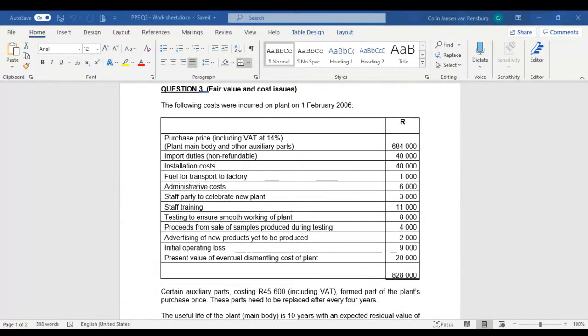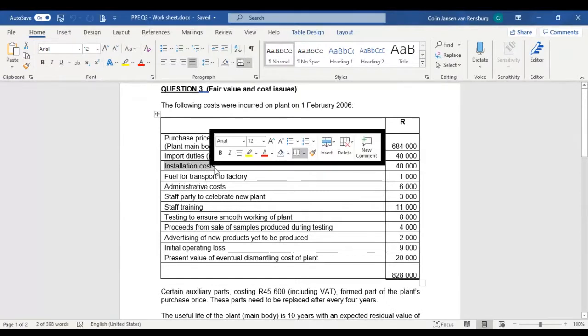So that means it does qualify as a directly attributable cost, and you are going to capitalize it as part of the cost of the asset. You're not going to expense it. You're not going to write it off as an expense. Okay, happy with that, ladies and gents.